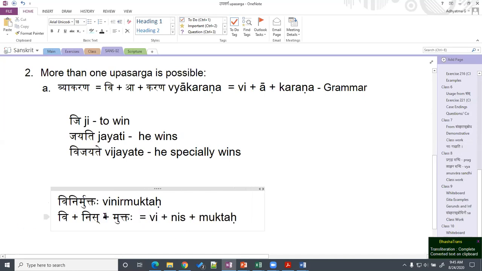So there are two prefixes here. Mukta means free, and Vinirmukta is pretty much used in the same sense: totally free, liberated.